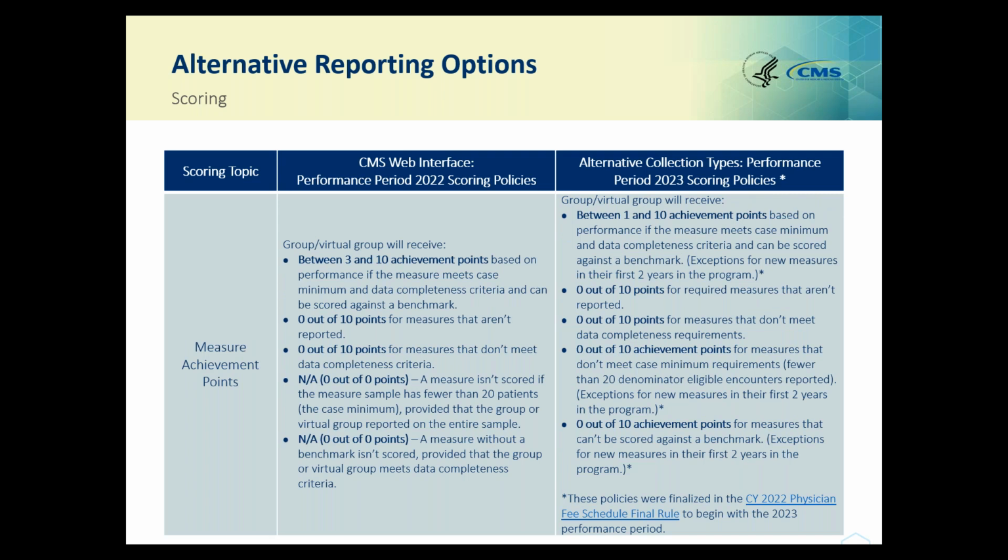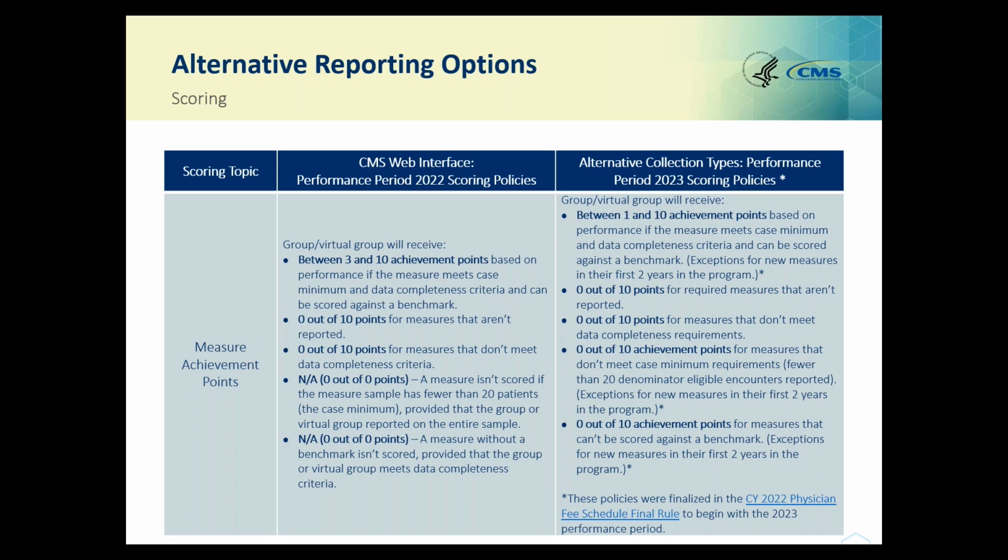This slide outlines measure achievement points with a comparison between the CMS Web Interface and alternative collection types. But I'm only going to discuss things relative to the alternative collection types. So a group and virtual group would receive the following achievement points. Between 1 and 10 achievement points based on performance if the measure meets case minimum and data completeness criteria and can be scored against a benchmark. There is an exception for new measures in their first 2 years in the program.